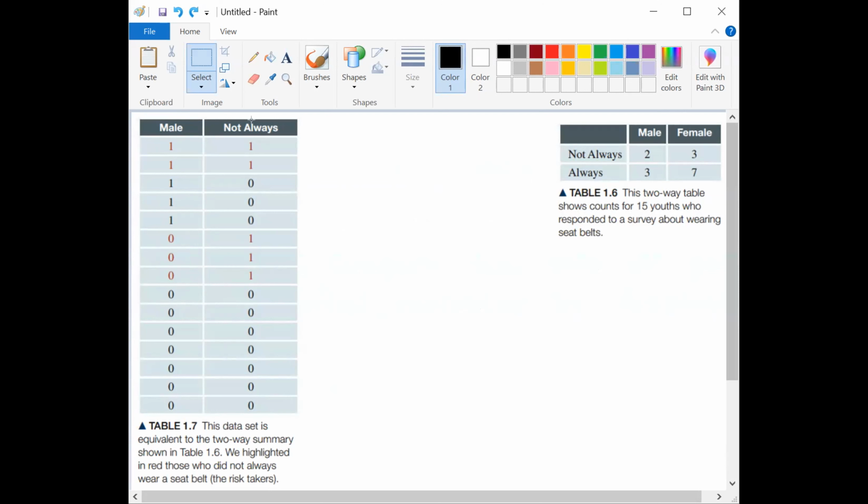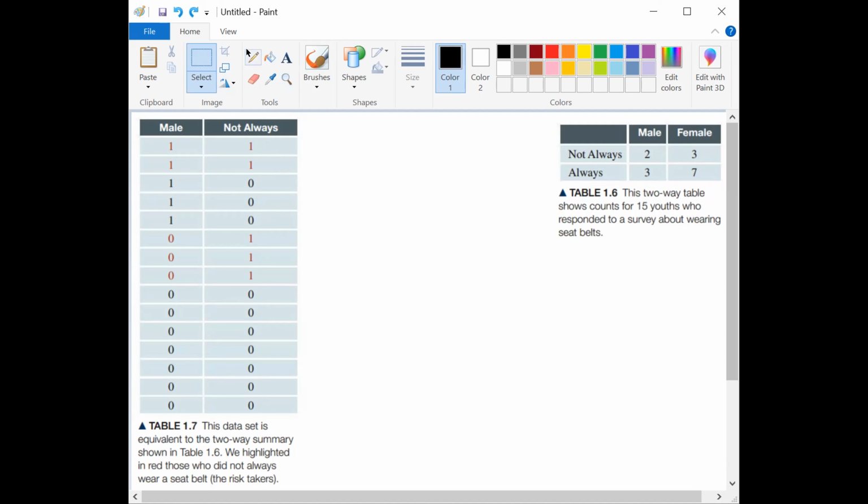And then we have a second column that has whether they do not always wear seatbelts, or the opposite of that would be that they always wear seatbelts. Okay, since the heading is not always, the 1s are true, meaning that they do not always wear seatbelts, and the 0s are false, and then the opposite of not always is always. So the 0s represent always wearing your seatbelt.